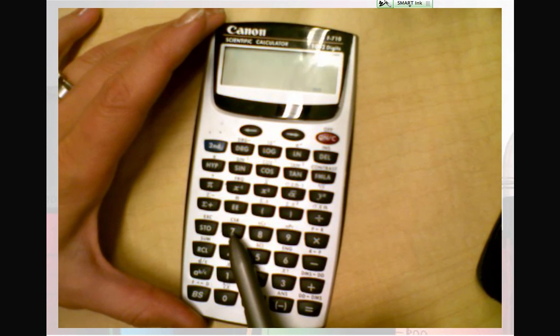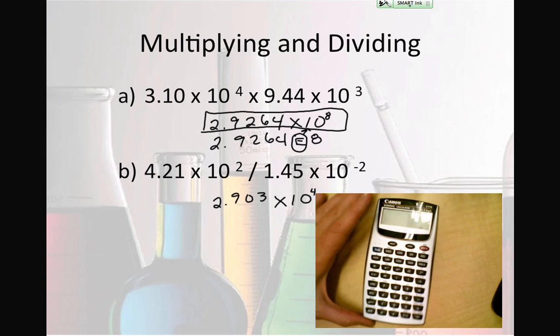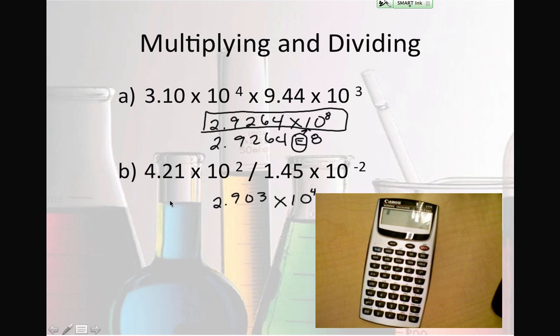On a Casio, you usually find them along this bottom row next to the equals sign, and the button might say something like times 10 with a little X. You might have a button like that if it's a Casio calculator. So look for those buttons when you're working with scientific notation, we're going to use the calculator to make your life easier.